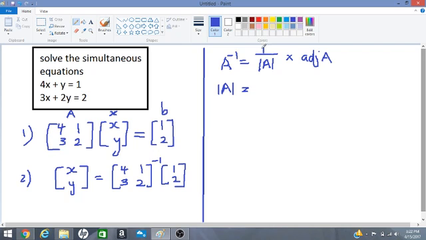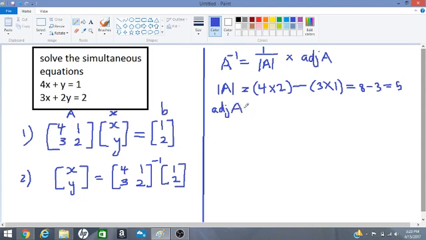We have to multiply this way, 4 times 2. And we have to subtract, multiply this way, 3 times 1. That gives us 4 2s are 8, take away 3 by 1 is 3, and that gives us 5. Okay, so we have our determinant. Let's find our adjoint now.